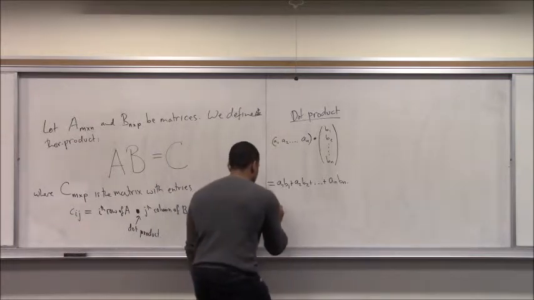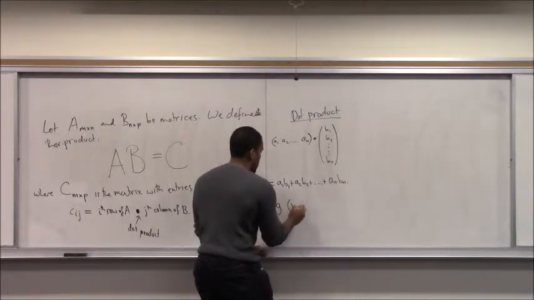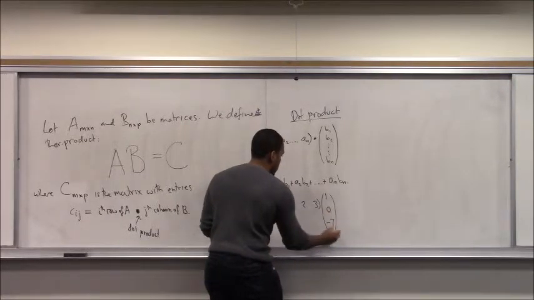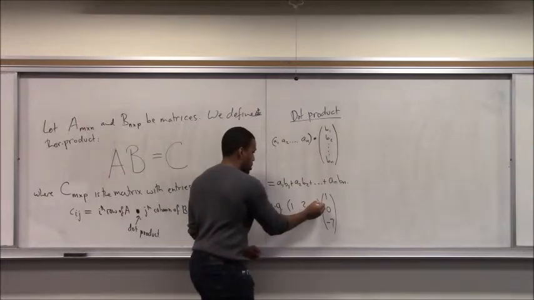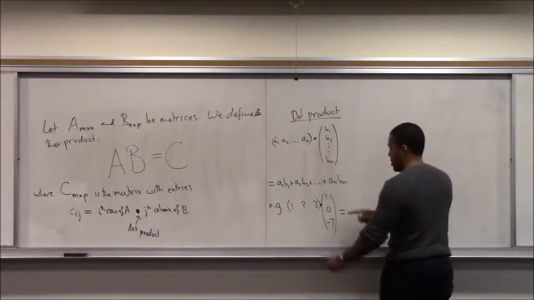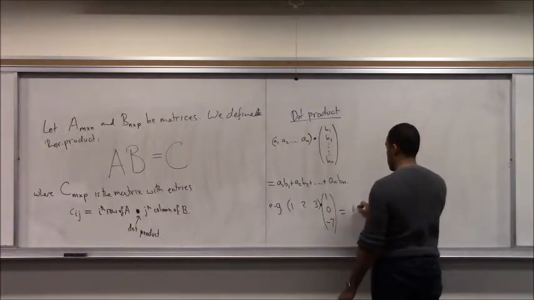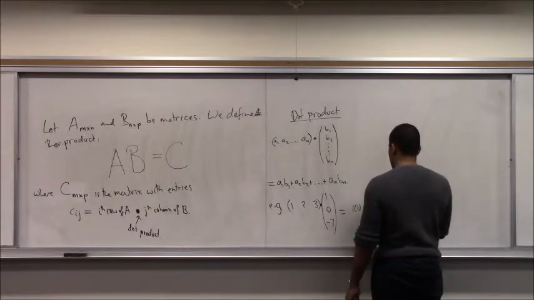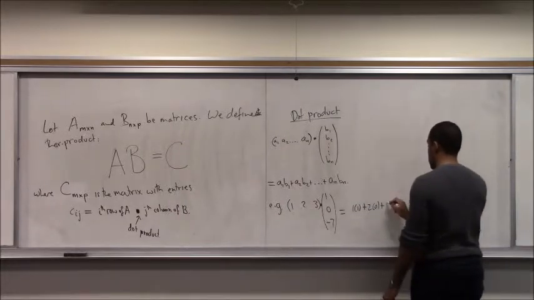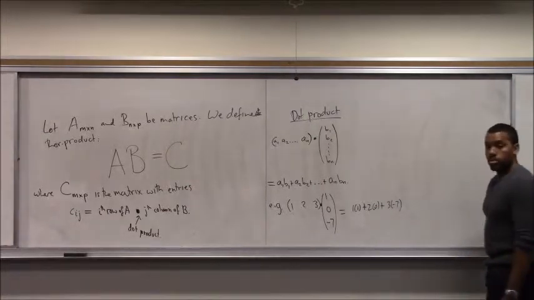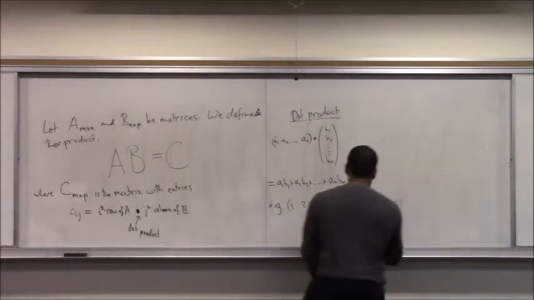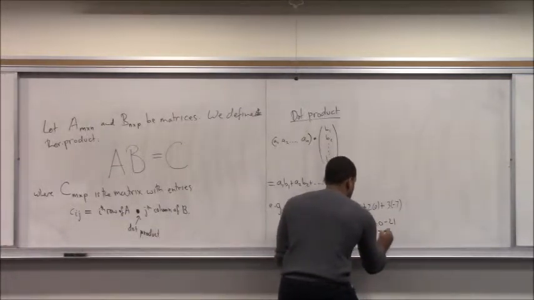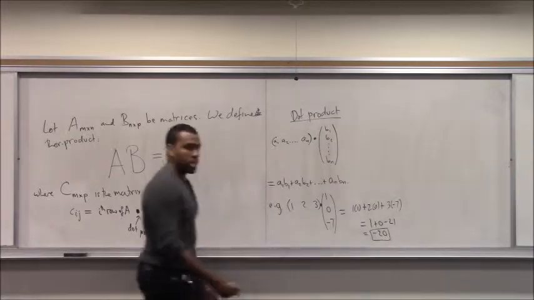Okay, so for example, if I ask you to take the dot product of (1, 2, 3) with (1, 0, -7), that is going to be, multiply the corresponding entries, 1 times 1 plus 2 times 0 plus 3 times -7. And that's going to give you, of course, 1 plus 0 minus 21. So this is -20 is the answer. So that's what a dot product means.